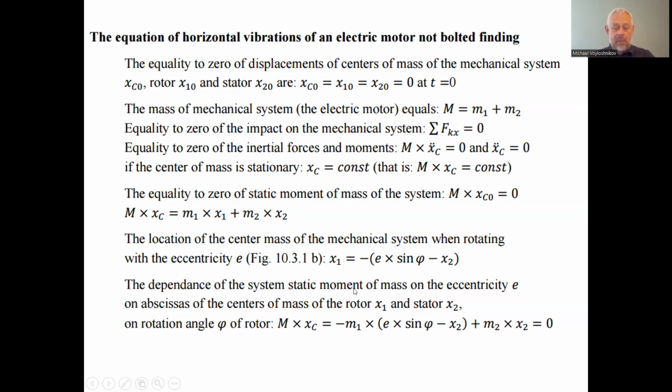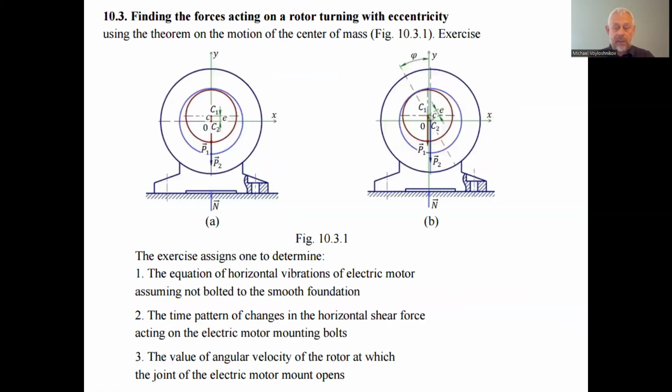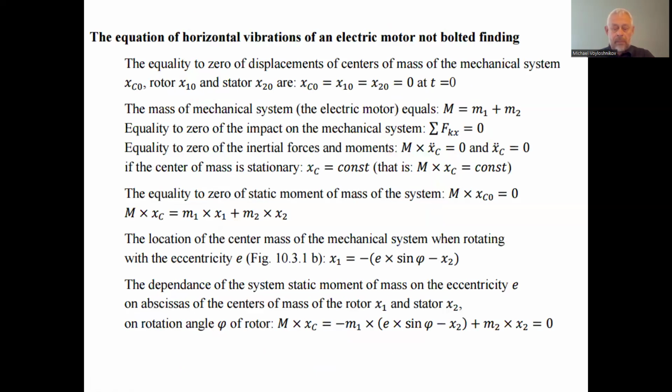The location of the center of mass of the mechanical system when rotating with eccentricity. So we assume as well that we have a definite eccentricity, because this is the eccentricity, the distance between the axis of the stator and the axis of the rotor. We have a definite eccentricity, just a definite segment. This could be due to technological reasons or other reasons. It's not a 100% balanced mechanical system, but it rotates with eccentricity.